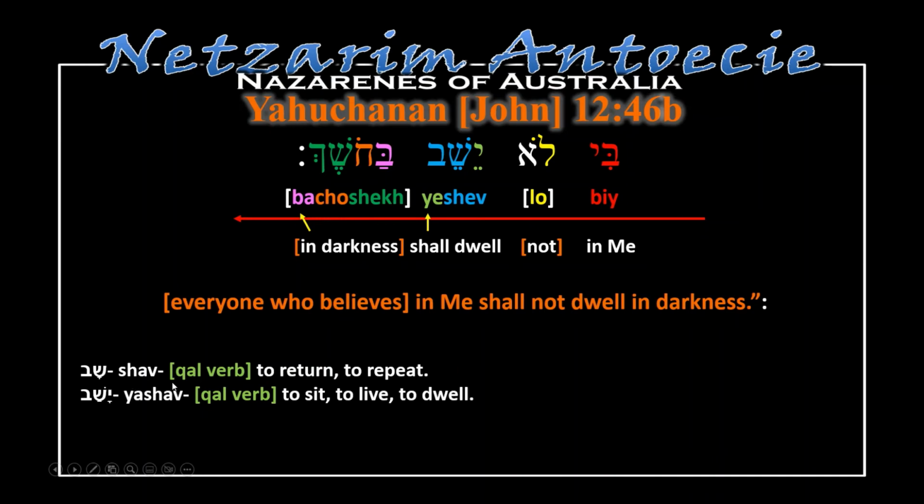And I've got here, shav was a kal verb, to return, to repeat. Whereas yashav is a kal verb, to sit, to live, to dwell. So we need to just remember those, because otherwise we'll be confused every time we see it. Right, now let us read that. And it is, Be lo yeshev b'choshek.